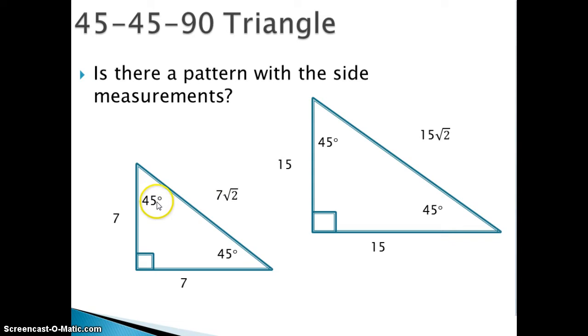So it seems to me like the ratio for 45, 45, 90, we have the two sides that are the same. The hypotenuse is the side times the square root of 2. Same thing for this one, 15, 15, 15 root 2 is the hypotenuse.